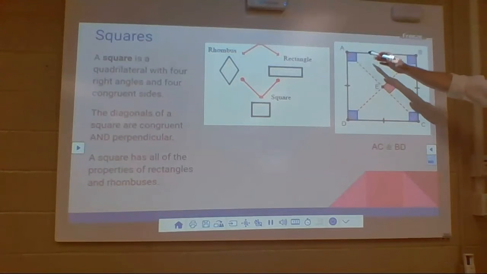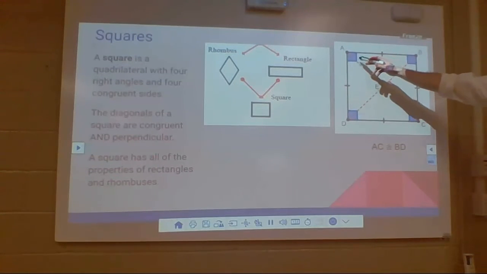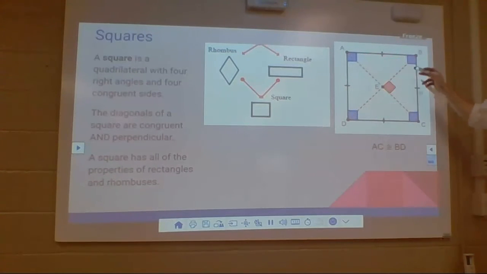So let's check out this diagram of a square. All 4 angles are congruent. They're all 90 degrees. All 4 sides are congruent. And you can see that they have perpendicular diagonals. Okay? They form that 90-degree angle there because they're perpendicular.